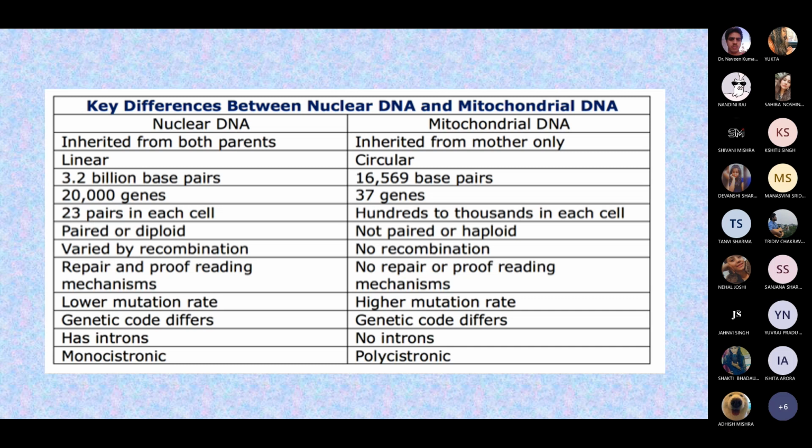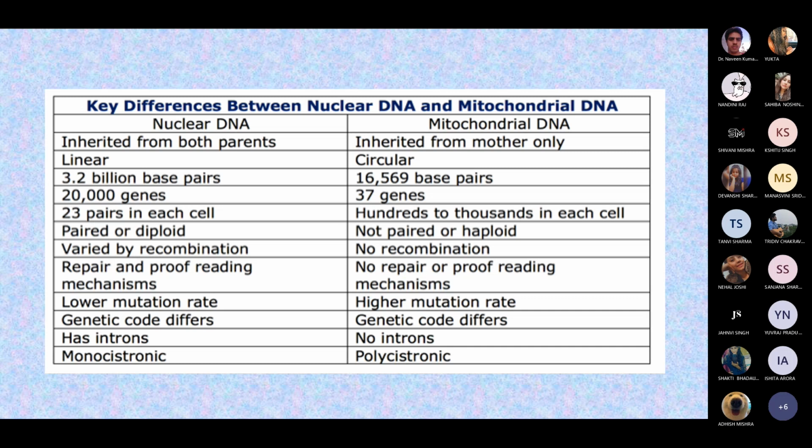Like it's 3.2 billion base pairs here, and for mitochondrial, it's around 16,000 base pairs. And the number of genes also varies. There are 23 pairs of nuclear DNA in each cell, and there are hundreds to thousands of mitochondrial DNA in each cell. The nuclear DNA is paired or diploid, and mitochondrial is not paired or haploid. They also vary by recombination. Proofreading mechanism is not present in mitochondrial DNA, and the mutation rate, as I mentioned, is very high in the mitochondrial DNA. There is a unique genetic code in mitochondrial DNA.